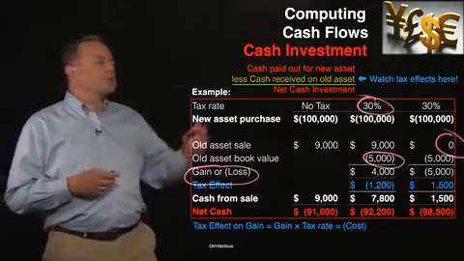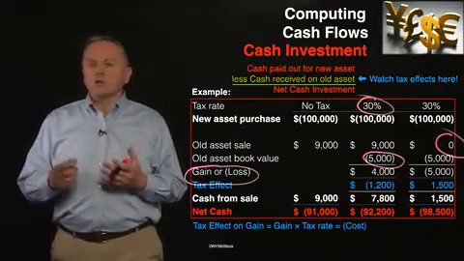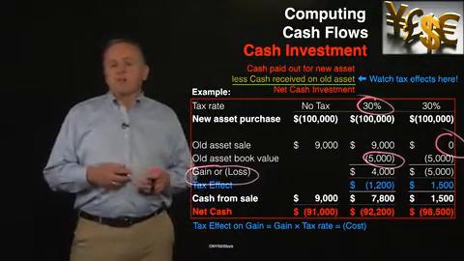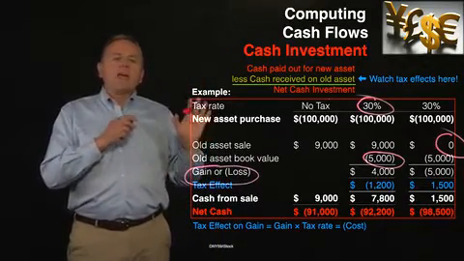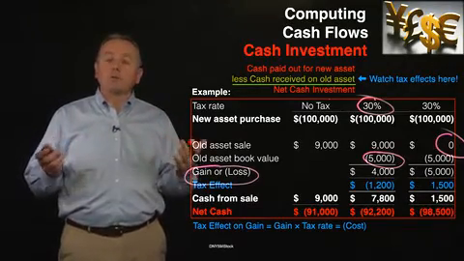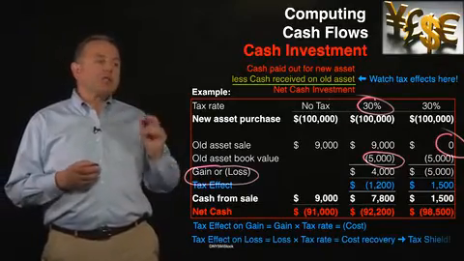That means when I disposed of this old asset and got no money for it, I get to book a loss on my income statement of $5,000. Now, that's a beautiful thing. When I have a loss that I didn't pay any cash for, it creates something positive. It creates a positive cash flow. It creates what we call a tax shield.